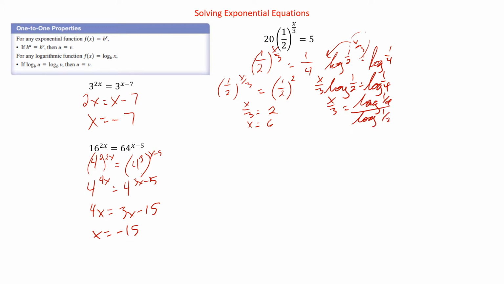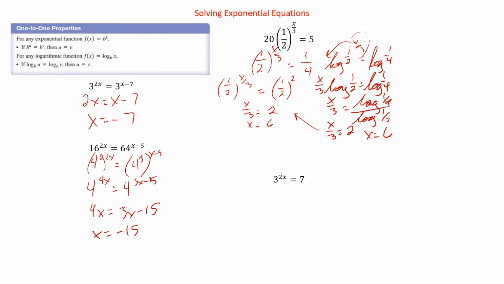So log of 1/4 is an unpleasant number. Log of 1/2 is an unpleasant number. What happens when you divide two unpleasant numbers? Well, really anything. You might get an unpleasant number, or in this case, you get 2. So we get x over 3 equals 2 again, which was the same thing that we got right up there. And so x would equal 6. So there are different ways of solving these.